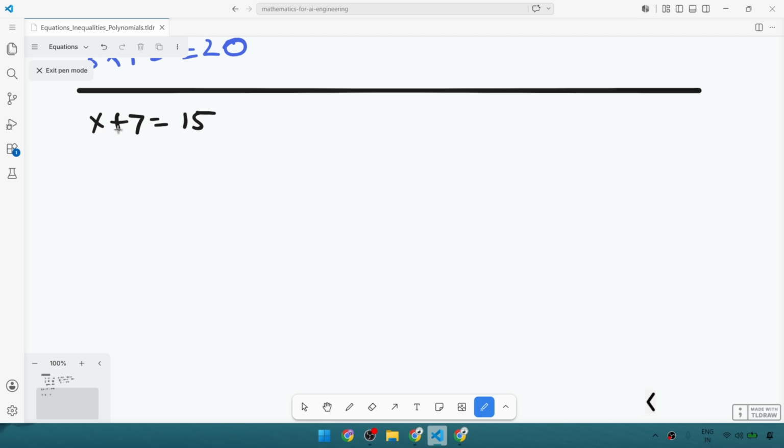How to do that? For this particular equation, there is a simple way. We can simply subtract 7 from both sides. So we will subtract 7 from here. So what will we get? Only x.